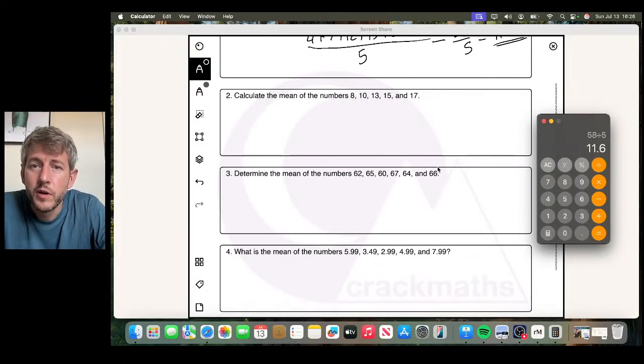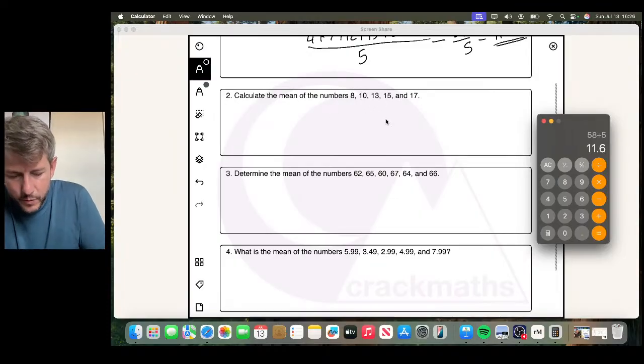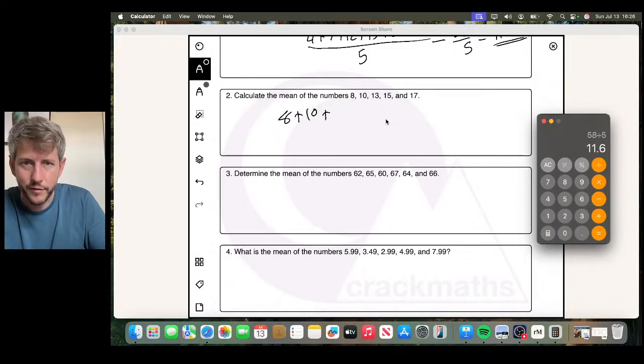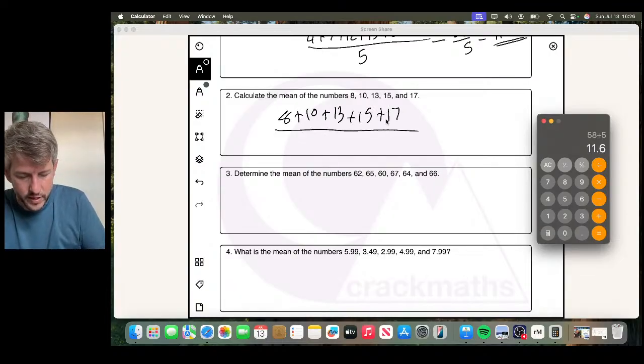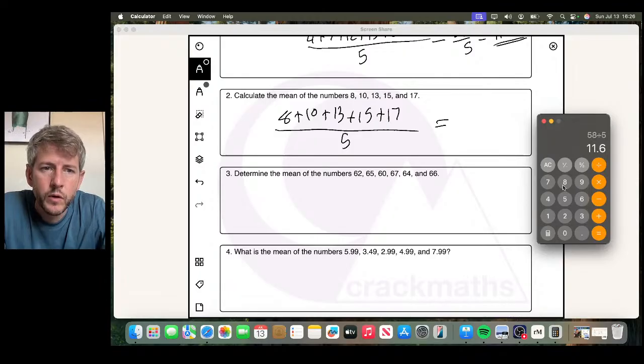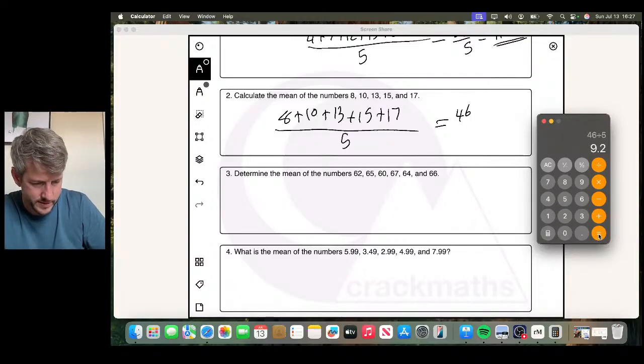Okay, question 2. Calculate the mean of these numbers here. So again, we've got 8, add 10, add 13, add 15, add 17, all divided by 1, 2, 3, 4, 5. Okay, here we go. Right, so 8, add 10, add 13, add 15, add 17, equals 46. Divide that by 5. So 46 divided by 5, 9.2.